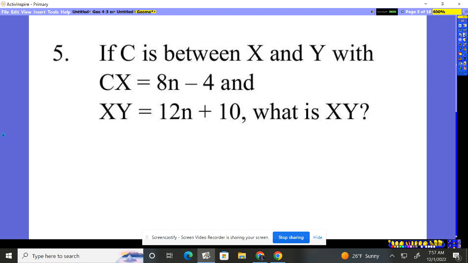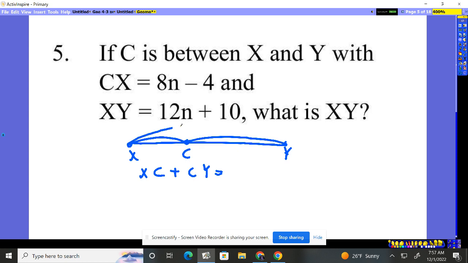Let's look at one more. If C is between X and Y, okay, so I have C between them. It doesn't say it's in the middle. It's just between X and Y. And so here's what I know. With that, I know XC plus CY, so this distance plus that distance adds up to the whole distance. That's what I have to do here. Notice I set that up before I even finished reading the problem.